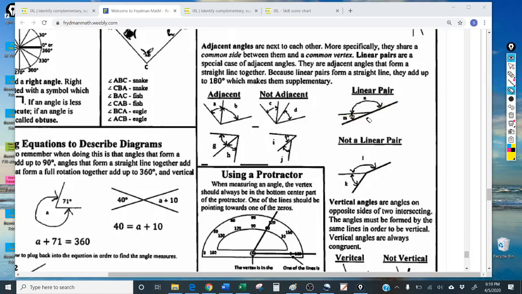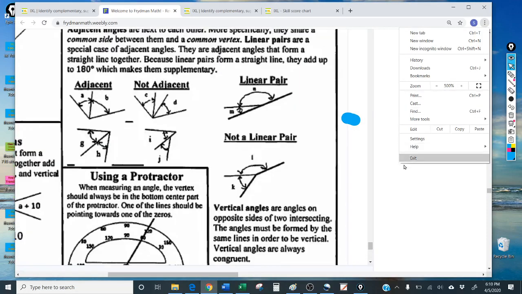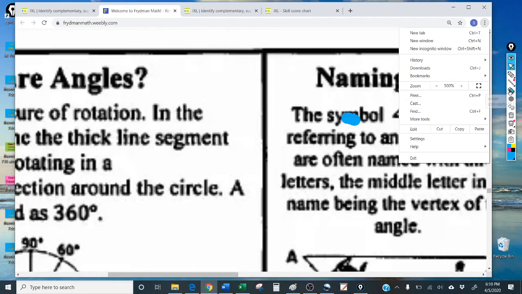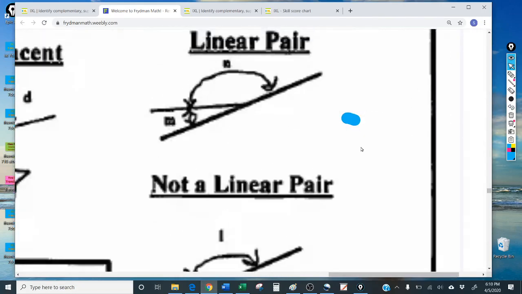In other words, if I start over here with angle M, so I go from here to here, and then I go through angle N from here to here. So angle M is just, well, you know what? Let me try making this bigger. Okay, that's bigger. Still not sure that it's big enough, but we'll try it. So angle M goes from here to here. Angle N goes from here to here.